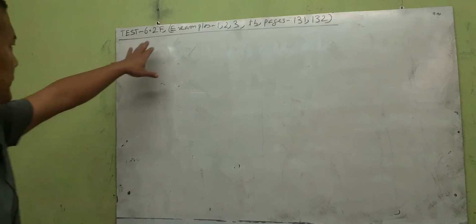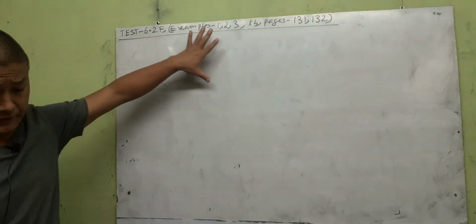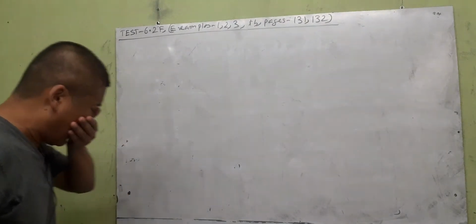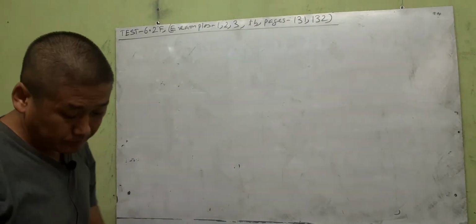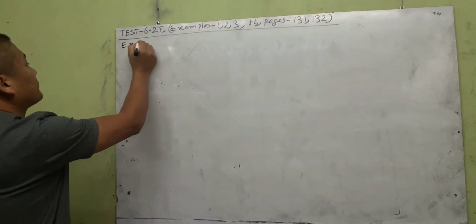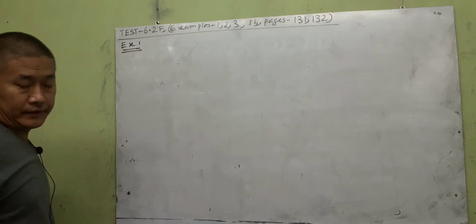Okay, so the next test portion for 6.2F, exercise 6.2, class 10. These three examples: examples 1, 2, 3. So let us start with example 1. Just follow carefully. This is quite easy, okay.